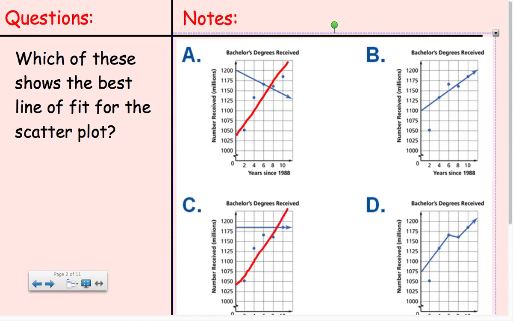If you look at letter D, they're doing what you're not supposed to do for a scatter plot, and that's connecting all the dots except for that one at 1050. You don't want to connect all the dots in a scatter plot. You want to show a trend line. It needs to be a straight line. That one is not straight. So I think that letter B would be the best choice.